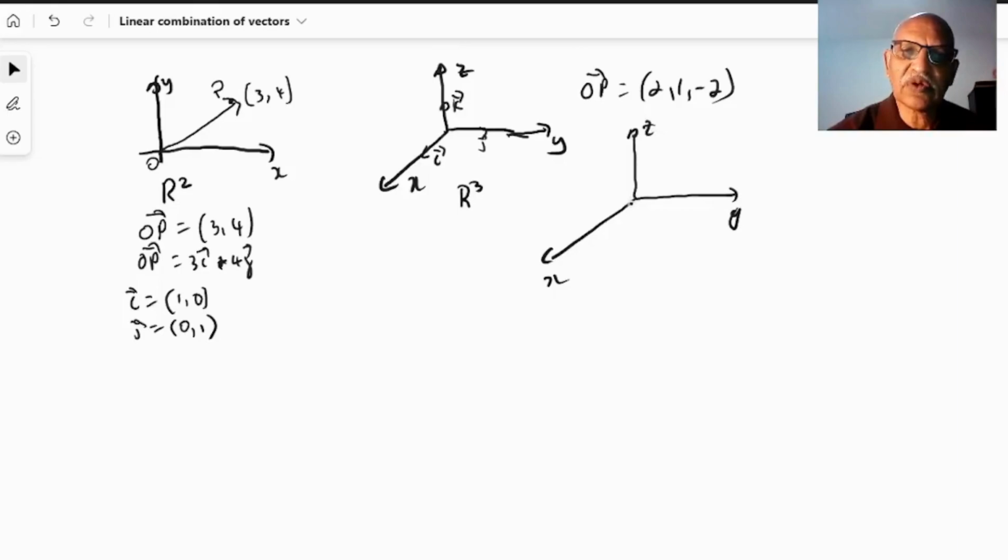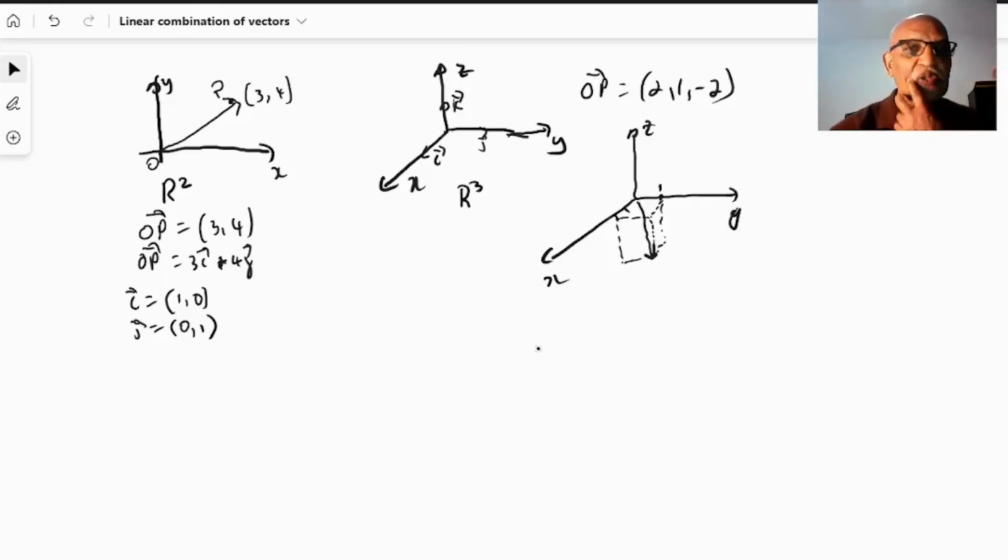x is 2 means I go 2 units in x. And then y is 1 means I go 1 unit this way. So 1 unit is here. And then negative 2 means z is down. So it's down by 2 units. Okay, so this is my final point here. So I can make a box here. Okay, so this is my position vector. This is called position vector OP.